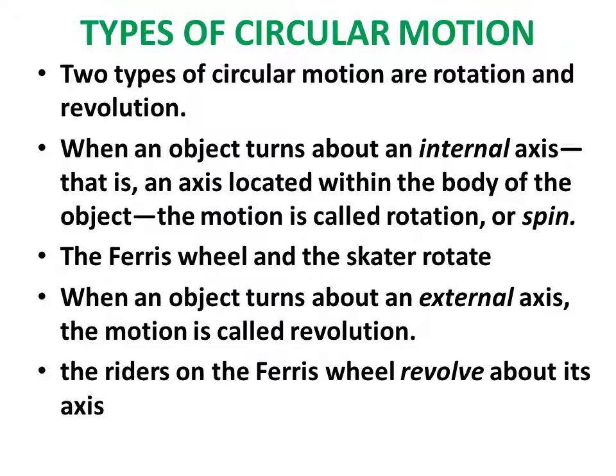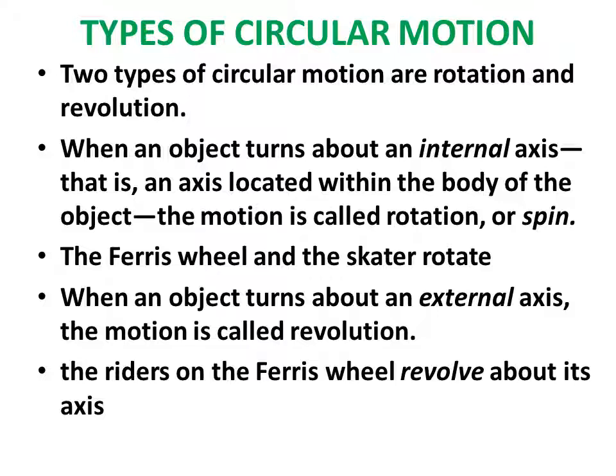Types of circular motion. Two types of circular motion are rotation and revolution. When an object turns about an internal axis, that is, an axis located within the body of the object, the motion is called rotation or spin. The Ferris wheel and the skater rotate. These are examples of rotation.